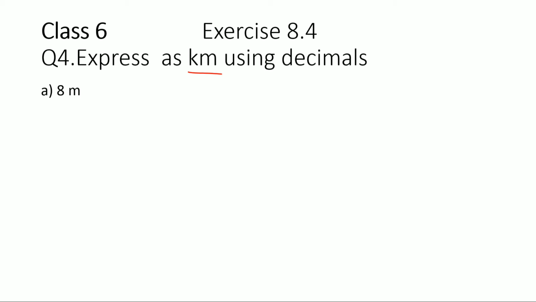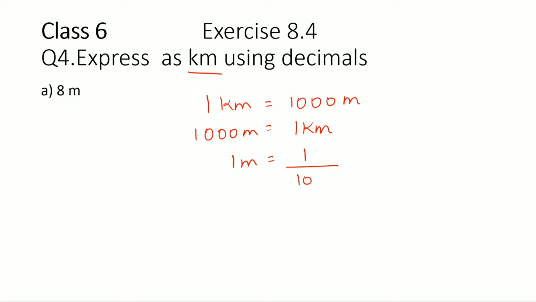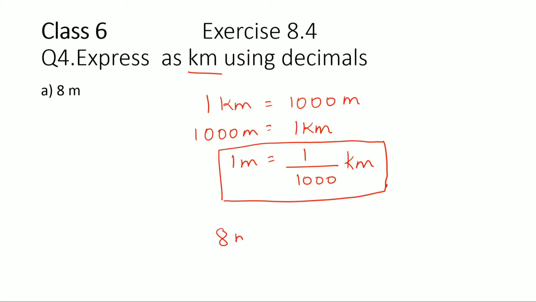So we know that 1 kilometer equals 1000 meter, or we can say 1000 meter equals 1 kilometer. So 1 meter would be equal to 1 over 1000 kilometer. Using this conversion, we are going to convert meter to kilometer. The first one is 8 meter. So divide 8 by 1000.